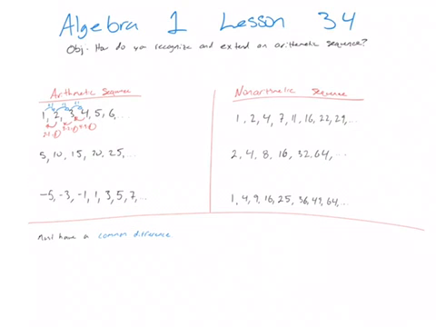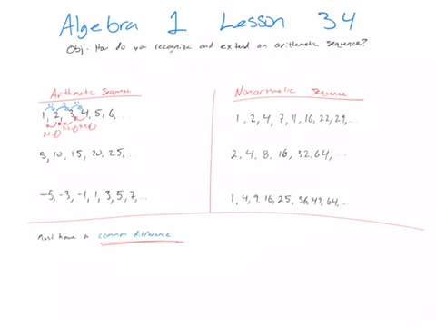These are what we call a common difference, and that holds true for all of the arithmetic sequences. So 10 minus 5 is 5, 15 minus 10 is 5, 20 minus 15 is 5, etc. Negative 3 minus negative 5 is 2, negative 1 minus negative 3 is 2, 2 minus negative 1 is 2, 3 minus 1 is 2, 5 minus 3 is 2, 7 minus 5 is 2. So you have a common difference.